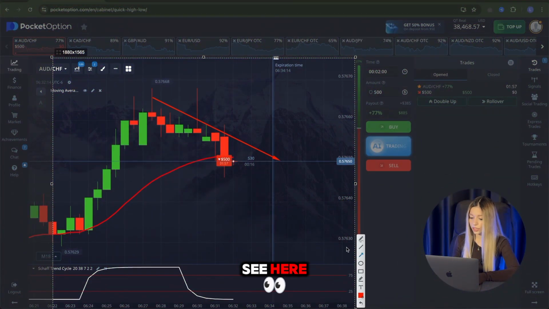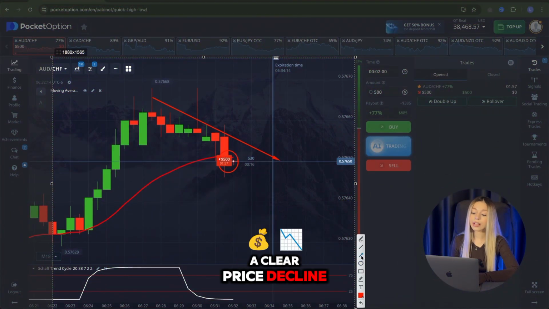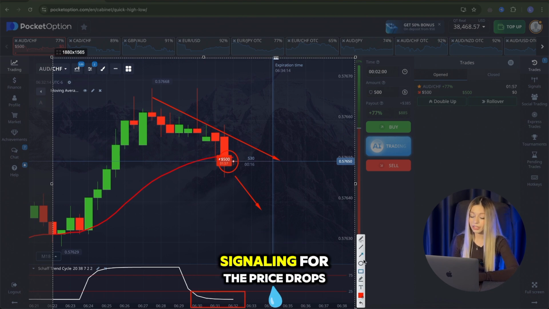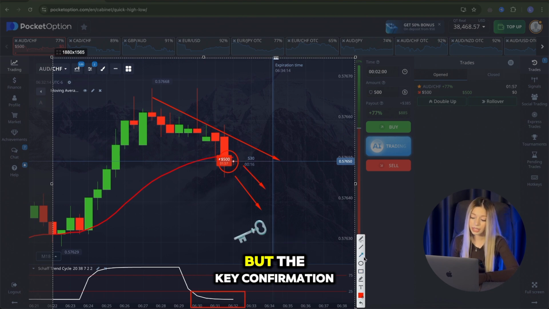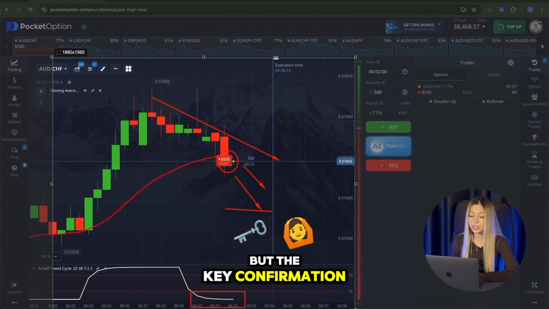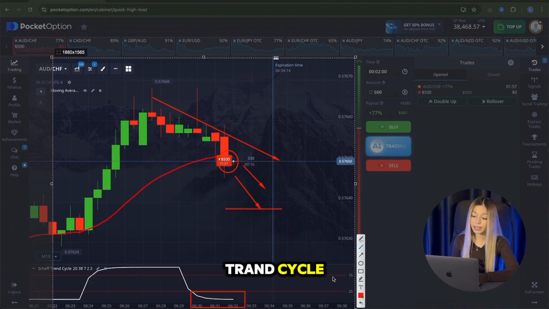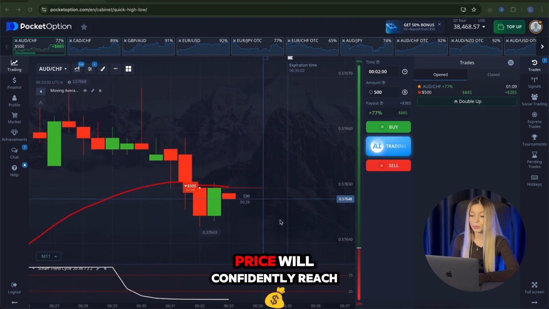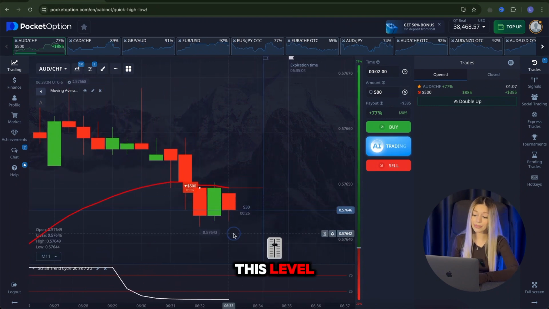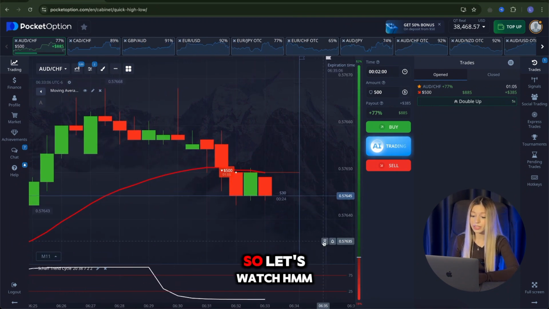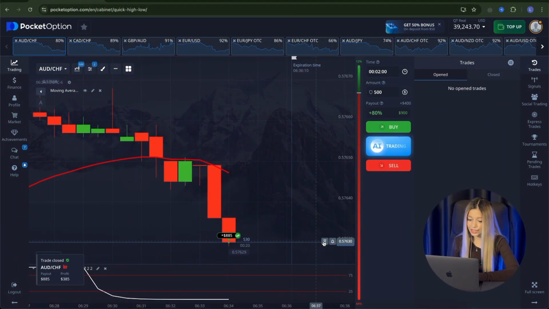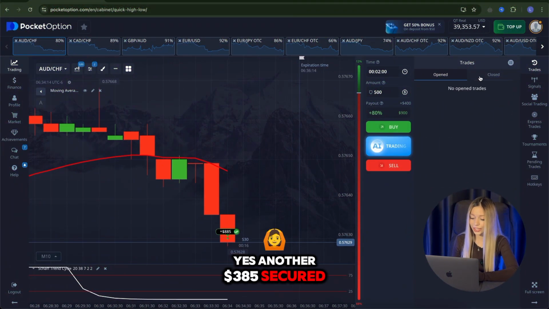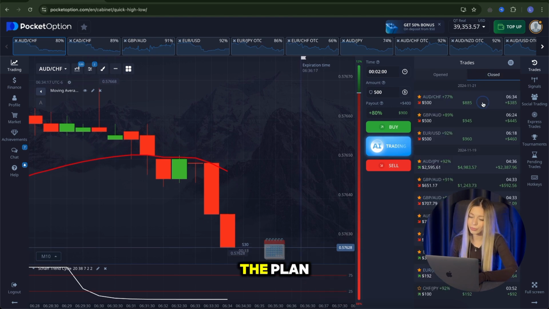What do we see here? A clear price decline and a cross of the moving average from above, signaling further price drops, but the key confirmation comes from the Schaff Trend Cycle. I believe the price will confidently reach this level where our trade will close, so let's watch. Yes, another $385 secured, and all going according to plan.